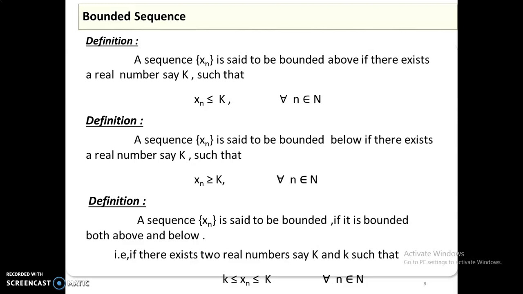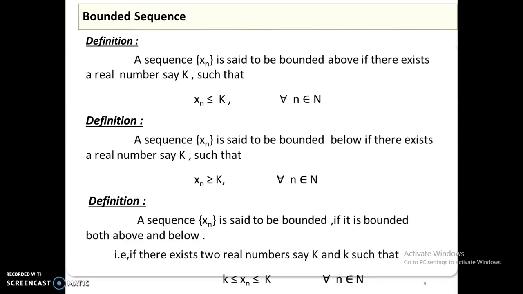Now let us see that a sequence xn is said to be bounded below if there exists a real number, say the same capital K, such that, in reverse, the nth term of the sequence xn is greater than or equal to capital K for all small n belonging to the natural numbers N.